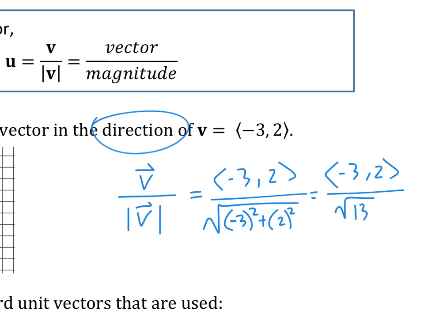So we have a vector divided by its magnitude. And magnitude, remember, is a scalar. So we can just multiply this in. So negative 3 over square root 13, comma 2 over square root 13. So this is a vector that points in that same exact direction, but it will only have a magnitude of 1. So if you try to use the Pythagorean theorem again, it should give you a magnitude of 1.